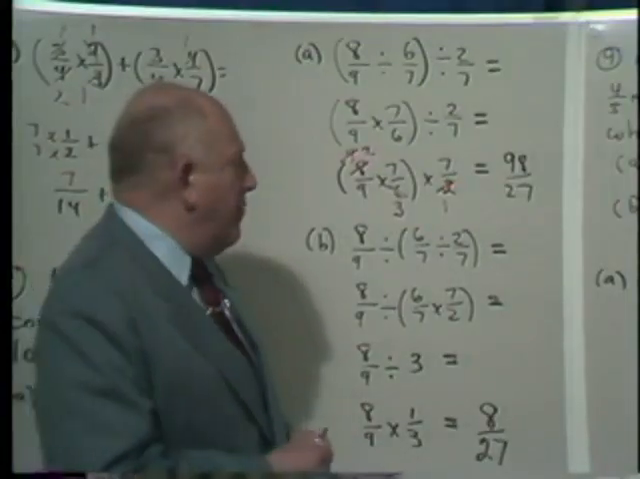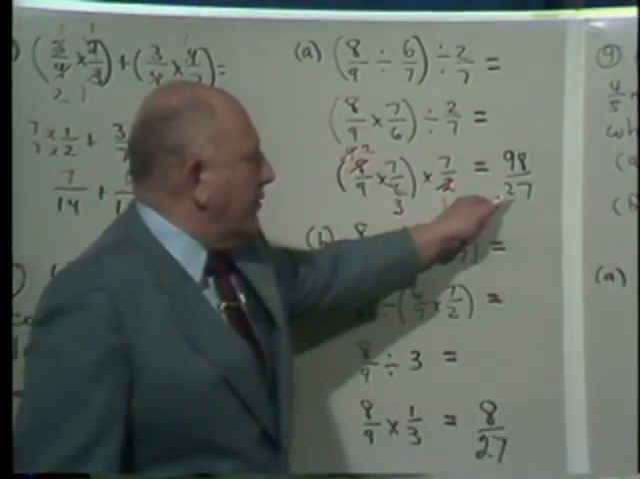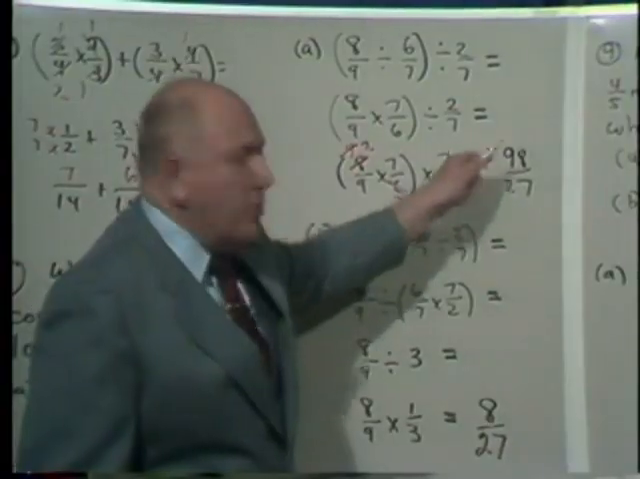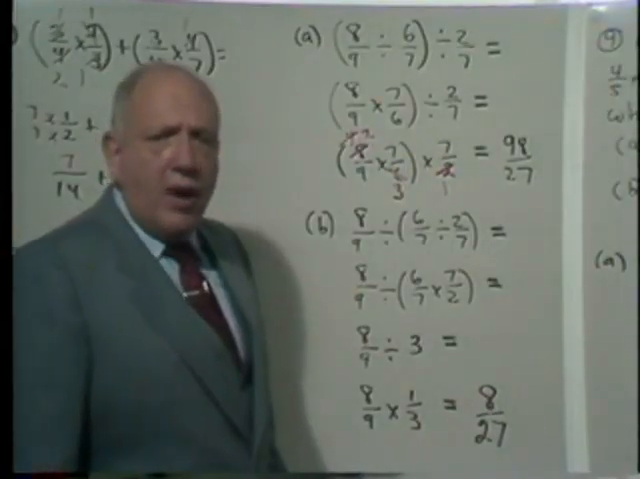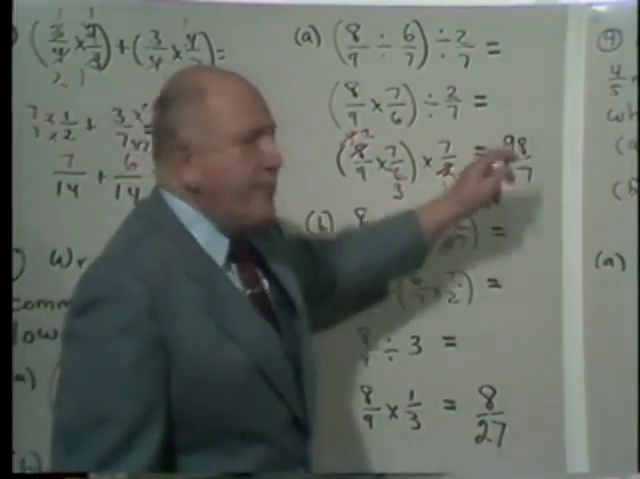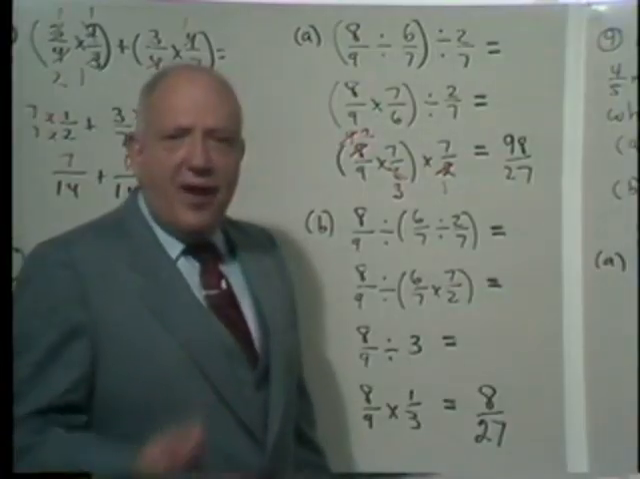That's in lowest terms because the only prime factor of the denominator is 3, but the numerator isn't divisible by 3. How do I know the numerator isn't divisible by 3 without even going any further? Because 9 plus 8 is 17. 17 is not divisible by 3.